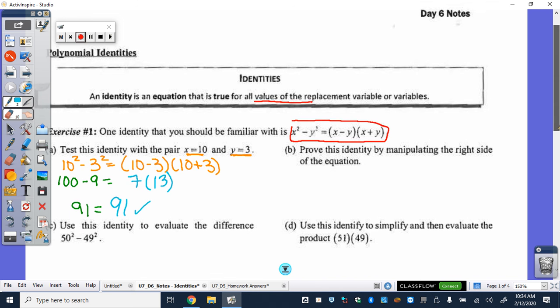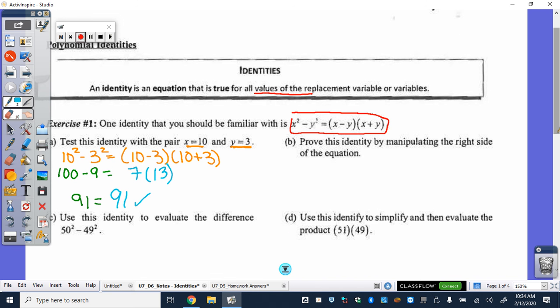So part B, they want us to prove this identity by manipulating the right side of the equation. And I'm going to put a little star here because with identities, this is the step you're going to be doing most often, is they want you to prove the identity to be true or false. So x squared minus y squared equals x minus y times x plus y. We're trying to prove it to be true. They told us to manipulate the right side of the equal sign.